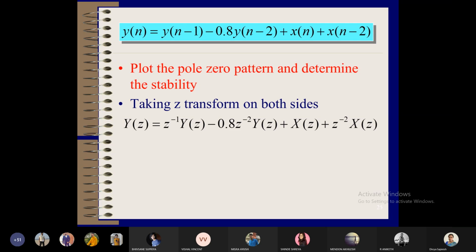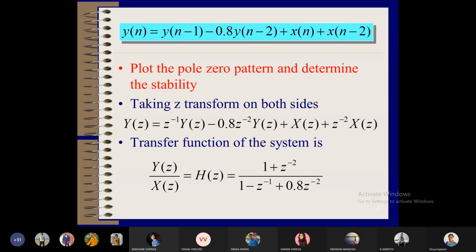So applying the z transform, you will obtain Y of z equal to z inverse Y of z, which is the y of n minus 1 shifted signal, minus 0.8 z raised to minus 2 Y of z, shifted by 2 units, plus X of z plus z raised to minus 2 X of z. The transfer function of the system I can obtain by segregating Y of z and X of z and taking the ratio Y of z by X of z. So you will get 1 plus z raised to minus 2 upon 1 minus z inverse plus 0.8 z raised to minus 2.